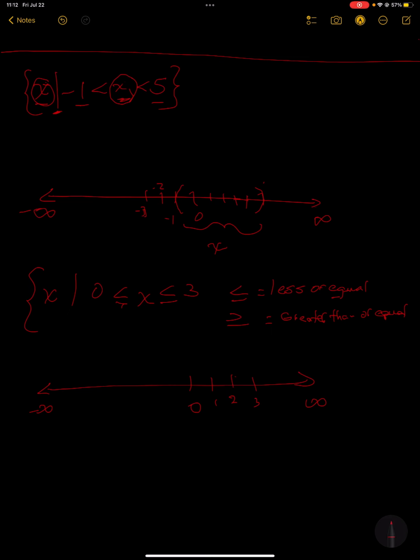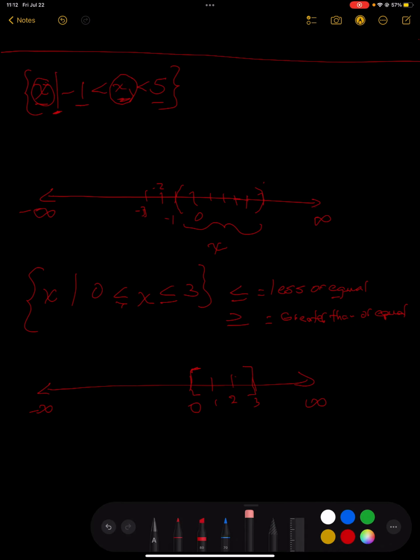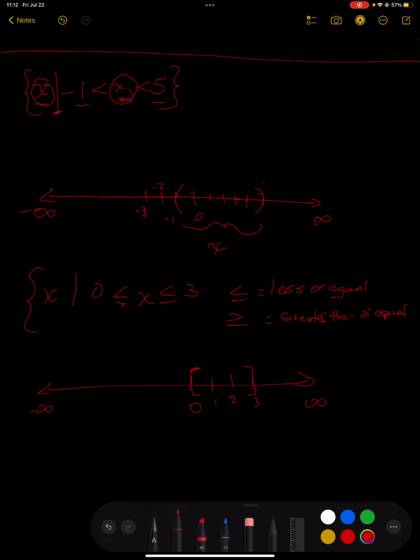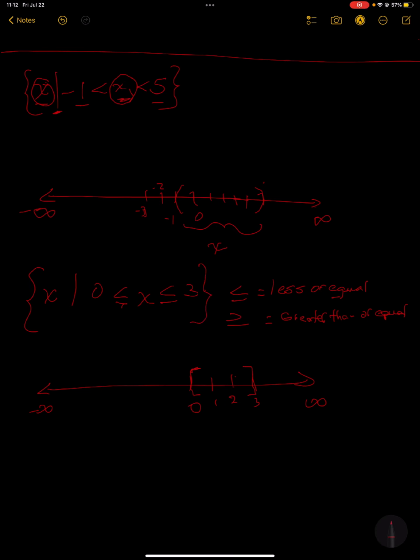In this case, now we put in a square bracket. So the square bracket means it's included. This is how you're gonna graph x is less than or equal to 3 and greater than or equal to 0. So guys, this is it for this little exercise, so you can have an idea of how to graph.